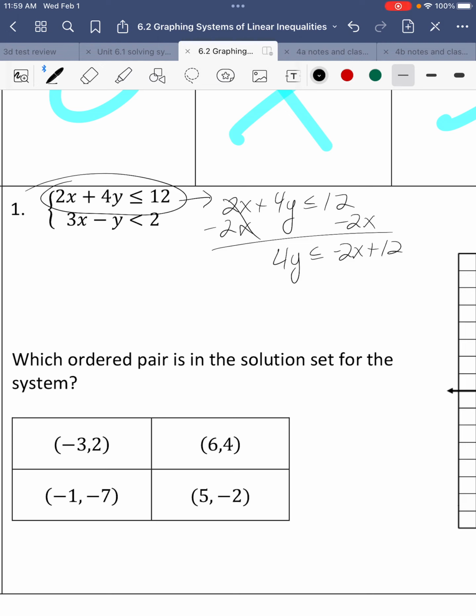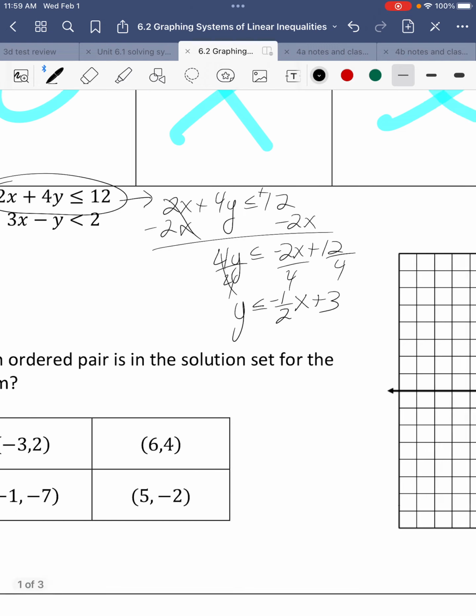-2x plus 12. It's a positive 12, so plus. Divided by 4. Y, we divided by positive, so we do not switch the inequality. -2 divided by 4 is -1/2. 12 divided by 4 is 3.